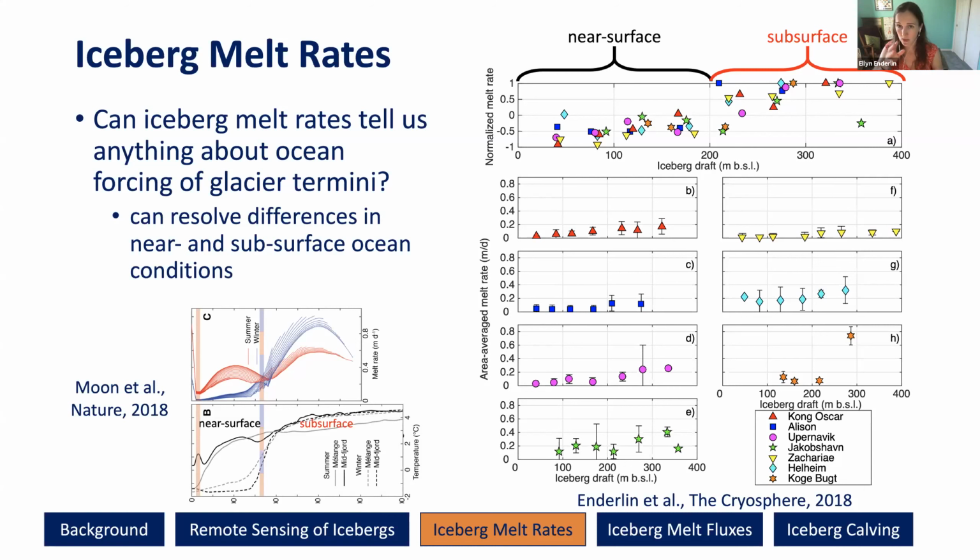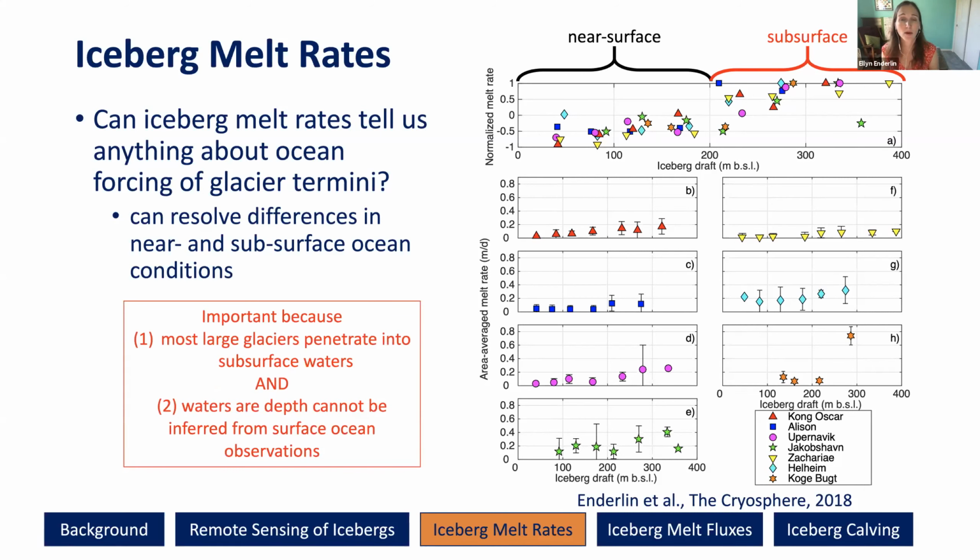I rotated these sideways just so they're showing the same orientation as my graphs. And this is showing you the ocean temperatures here. And so you can see, particularly in the winter months, the water is cold up near the surface in this near surface layer, and then much warmer at depth. And you can see that reflected in her iceberg melt rates that she modeled here. They're lower near the surface and increase dramatically with depth. And those are the same patterns that I see in my iceberg melt rates as well. And so this is really promising. This tells us that we can resolve differences in ocean temperatures or ocean forcing of these glaciers in the near surface layer and also in the subsurface.